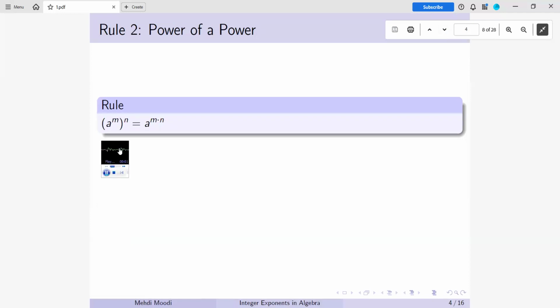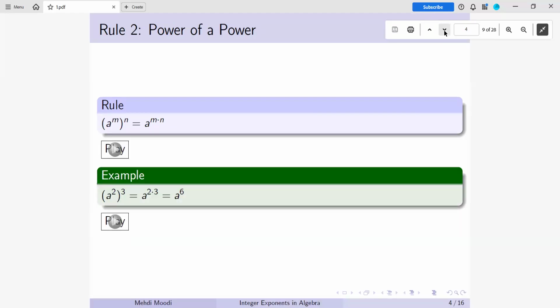When raising a power to another power, we multiply the exponents. This is math's version of Inception. You raise a power to another power and suddenly you're 3 layers deep and nobody knows how you got there. But hey, it works. Just multiply the exponents and try to wake up. For example, a squared raised to the third power becomes a to the sixth.